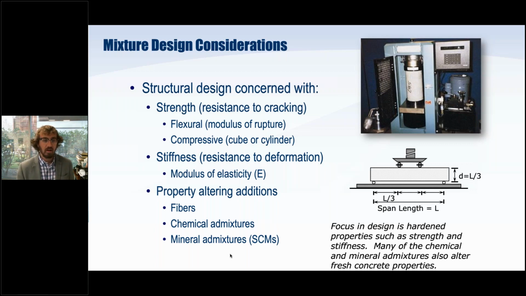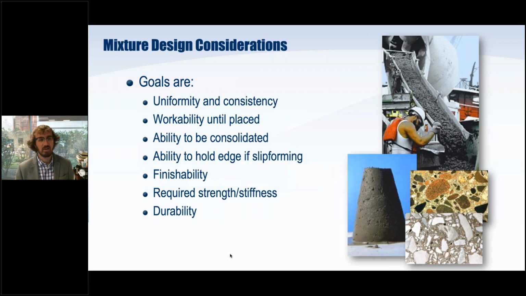And then finally, property-altering additions such as fibers, chemical admixtures, and mineral admixtures can change the pavement design as well. So when we're looking at our goals, again, it comes down to making sure that our design goals and our construction goals line up together. When we have uniformity and consistency within our mixture, we're going to be able to pave it a little better, making sure that it responds to vibration, that it can go through our paver and come out well consolidated and not segregated. That's what we're looking for on the construction side, because that's the only way we're going to still make our performance goals as well.